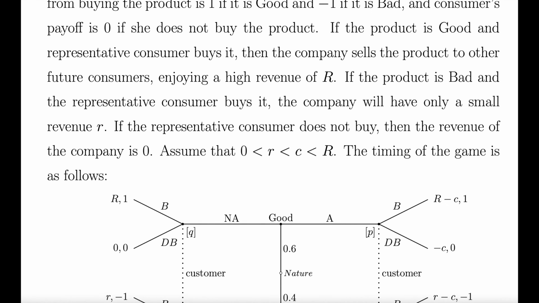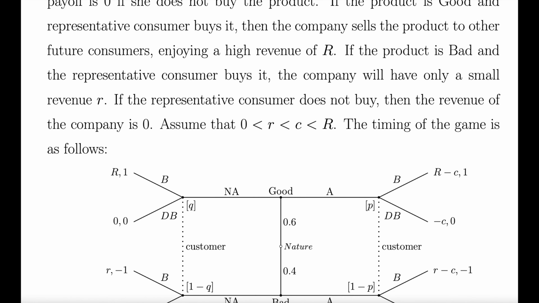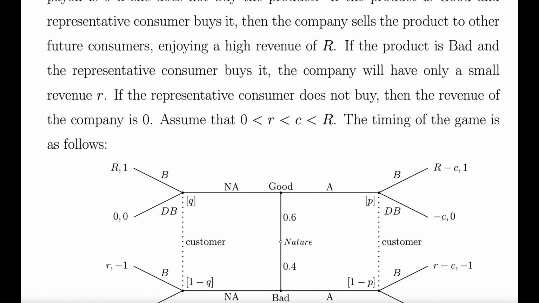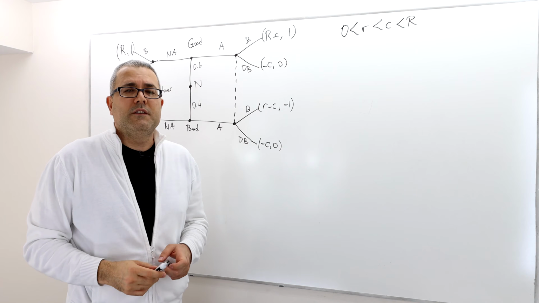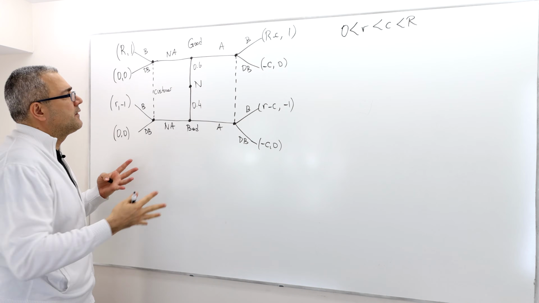So assume that r, C, and capital R are all positive, and capital R is greater than C, and C is greater than small r. Okay? All right, so the game tree is going to look like this.